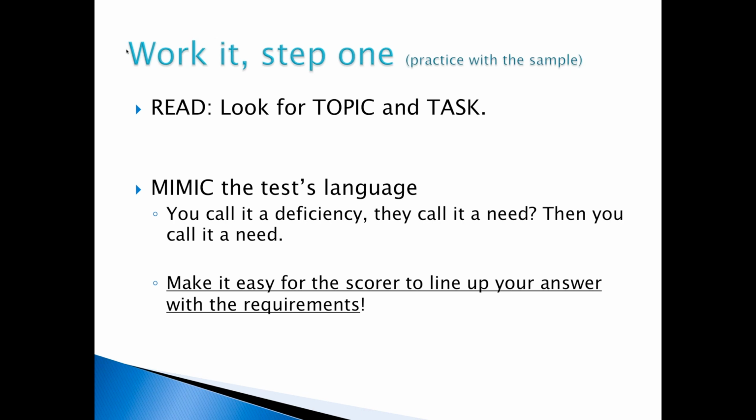So they're looking for you to identify a need. If you call it a need, there it is. If you call it a deficiency, it takes them another second to find it. That's a second where they could not find it. So make sure that you mimic the test language.